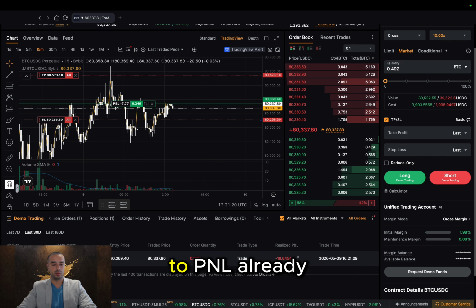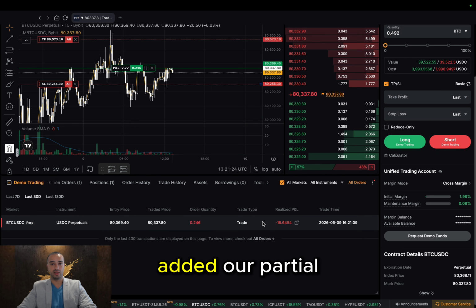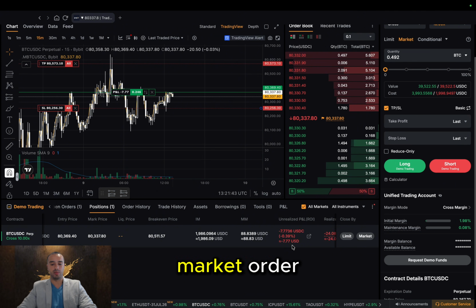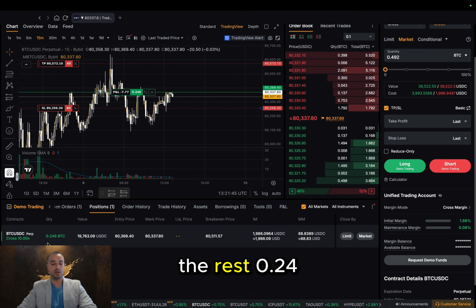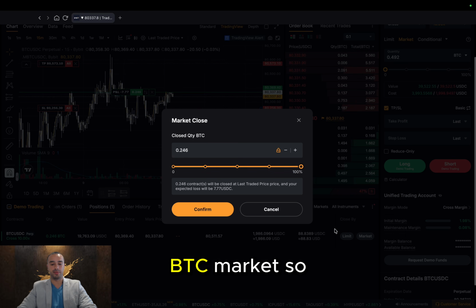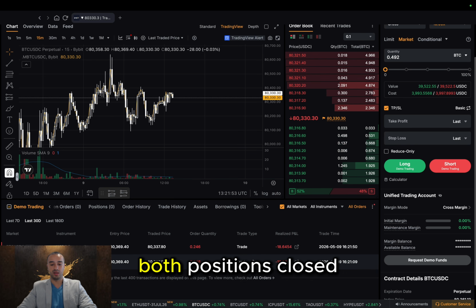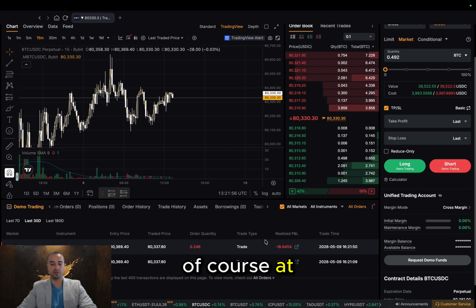We can go to P&L, already added. Our partial profit, in this case a loss, was minus $18. Now let's go ahead and close the complete position with a market order. The rest, 0.24 BTC, market. So go ahead, close the rest of the position, and we see both positions closed, of course, at a loss.